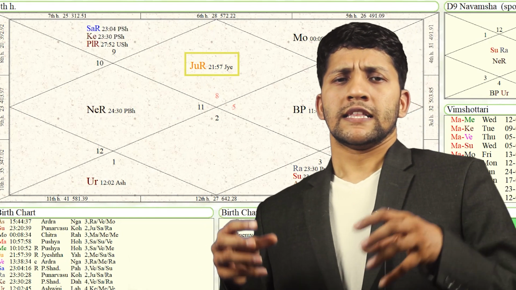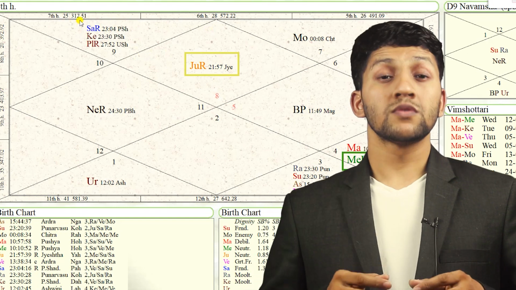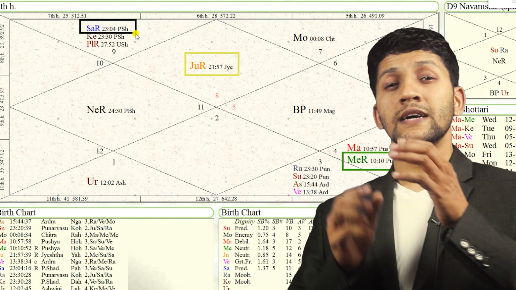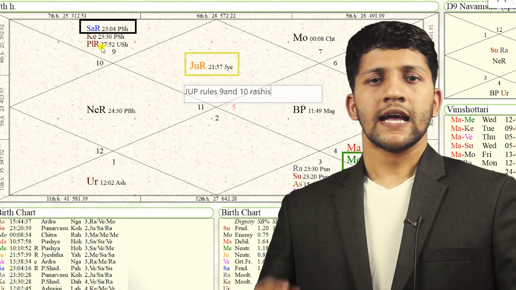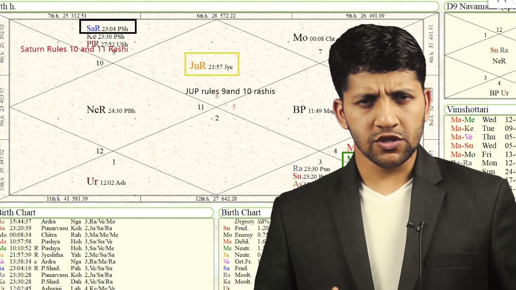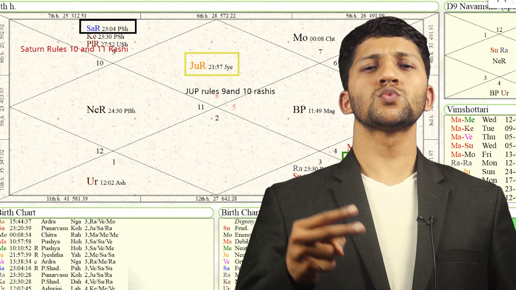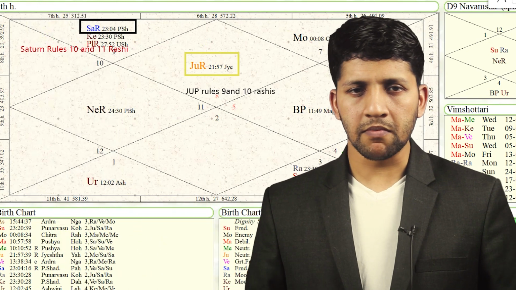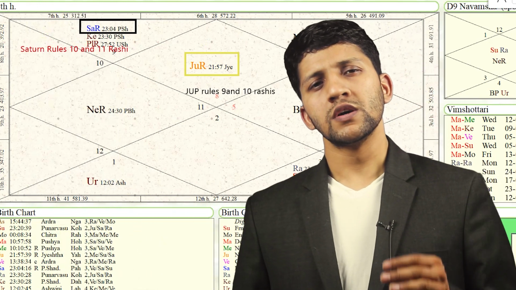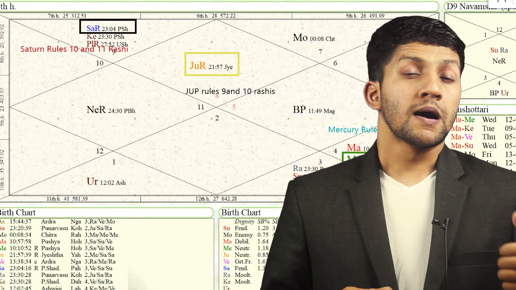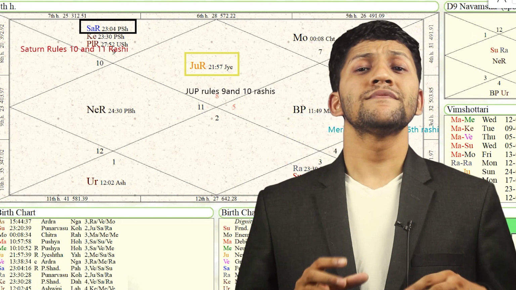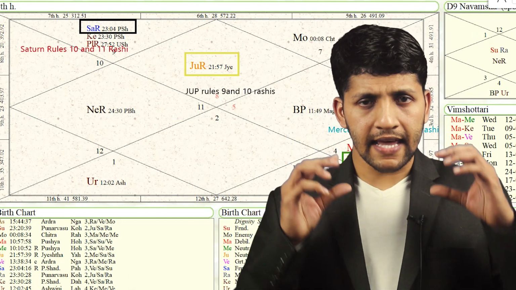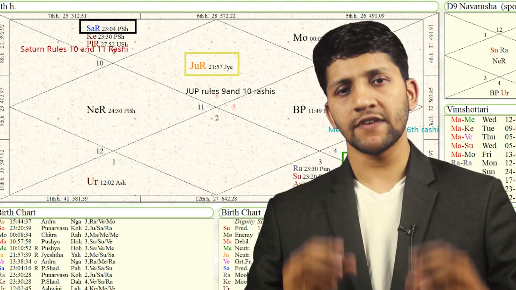Now we have to note down the different signs which might get affected. We have 2 Rashis of Mercury, 2 Rashis of Jupiter, 2 Rashis of Saturn. We are going to write them down: Gemini, Virgo, Sagittarius, Pisces, Capricorn and Aquarius. Now you have the idea about what exactly are the areas which might get affected.